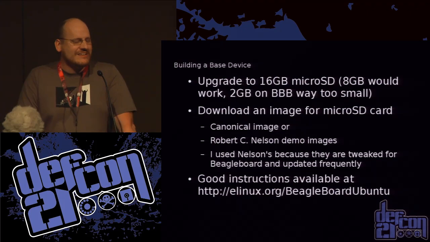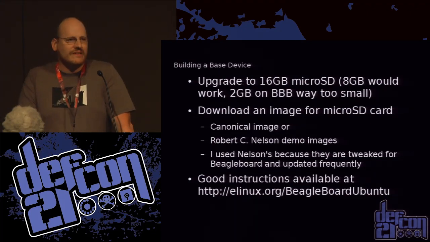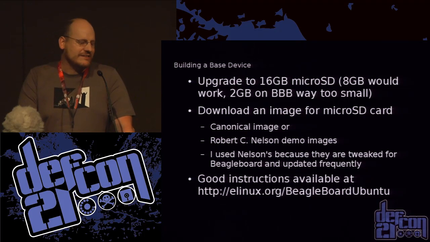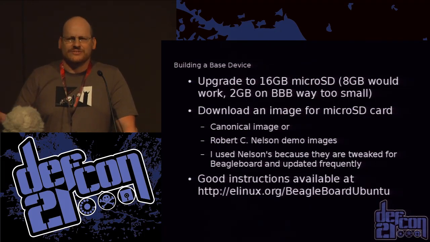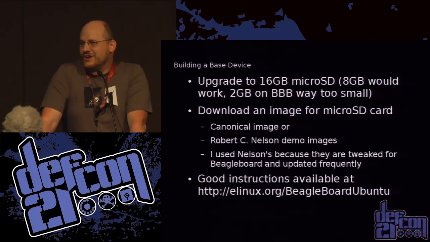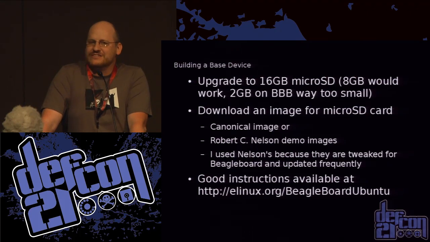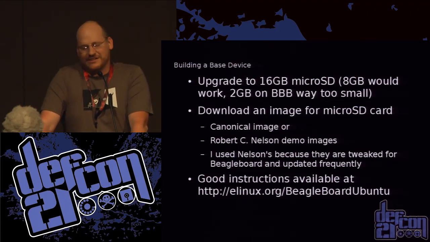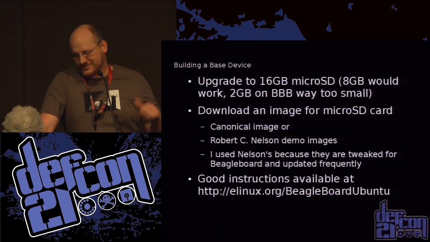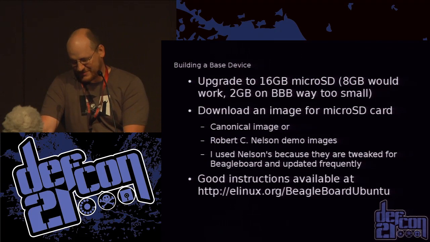Maybe I'll add it. But so what you want to do is you get a micro SD card and you create an image. And if you're going with Ubuntu, you can go to Canonical. You can get their images. Or there's a guy named Robert C. Nelson. I think this guy just writes stuff for embedded devices all day. I chose to use his branch of Ubuntu because it's nicely optimized. It's updated a lot. And you can find some good instructions on how to do this stuff at the link provided if you want to do so.